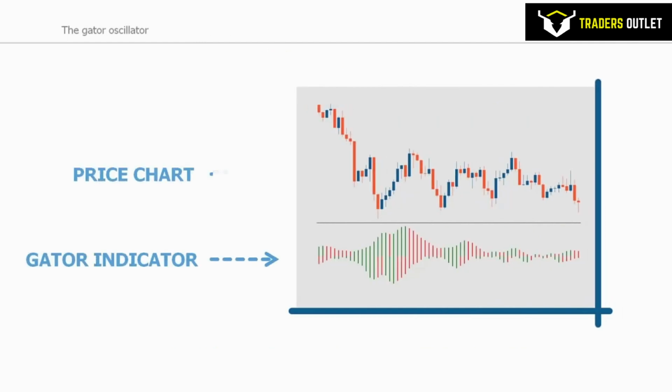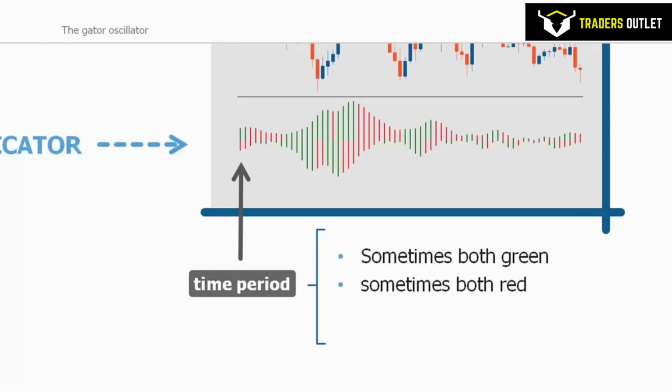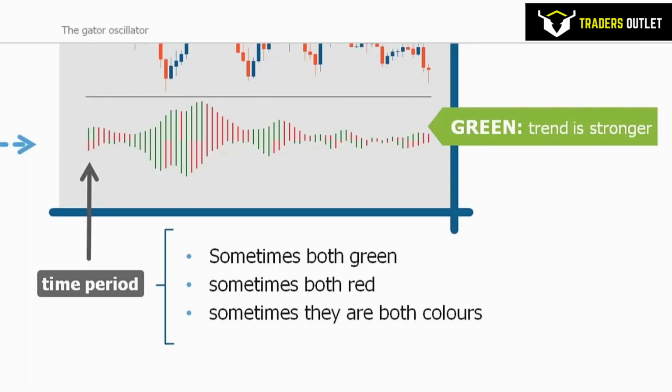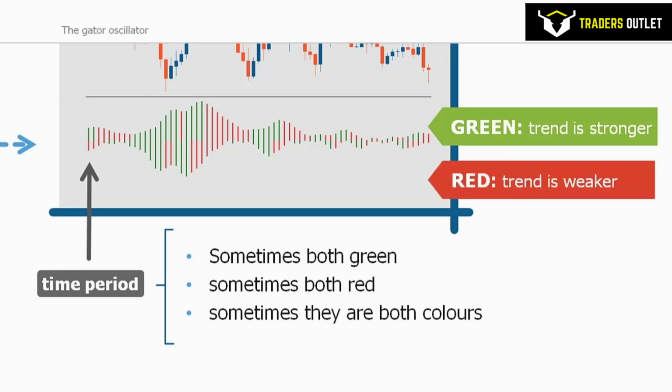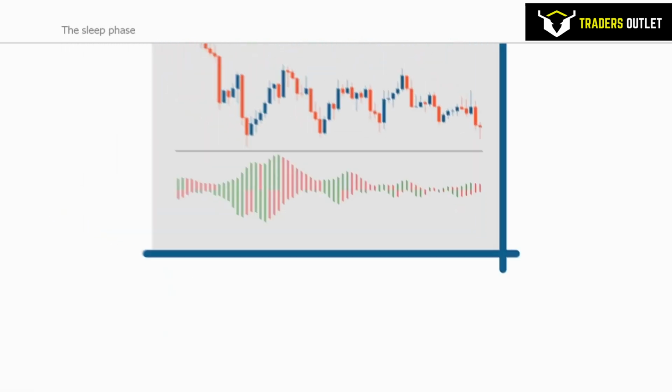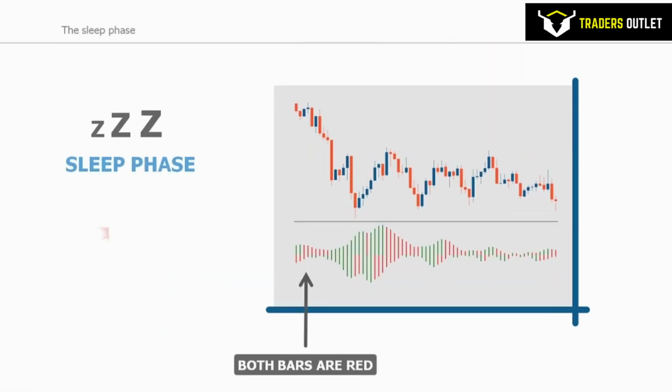The Gator Oscillator appears in a separate box underneath the asset's price chart as a histogram made up of green and red bars. Each time period is represented by two bars, one on top of the other. Sometimes they are both green, sometimes both red, and sometimes they are both colors. A green bar indicates that a trend is stronger than the previous price action, while a red bar indicates it is weaker than previous price action. The following shows you each of the four phases.